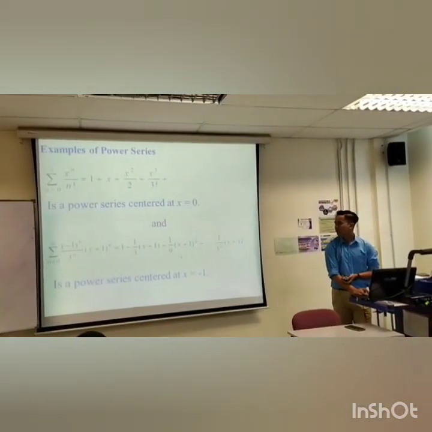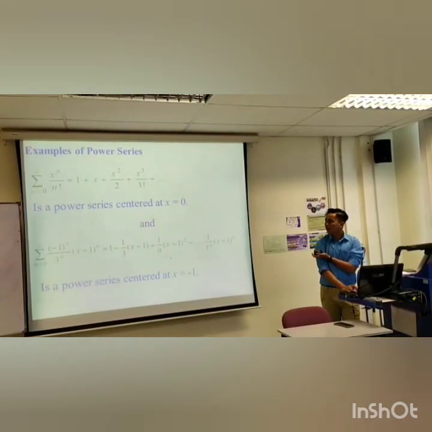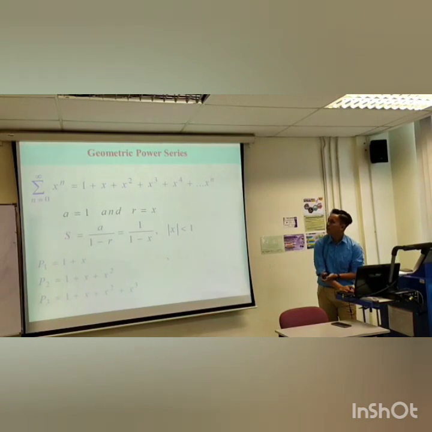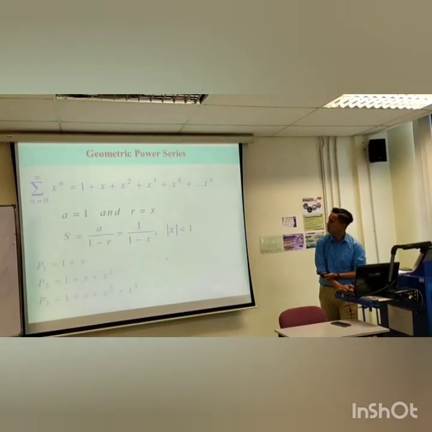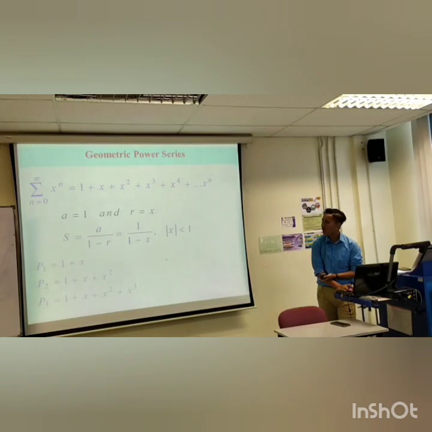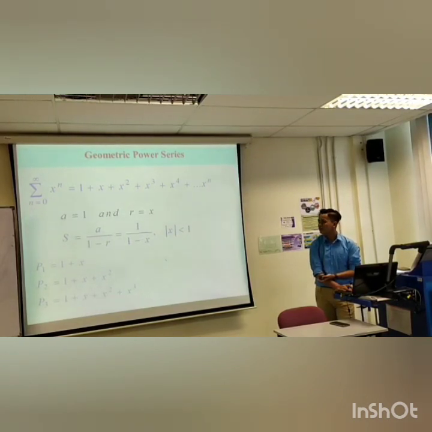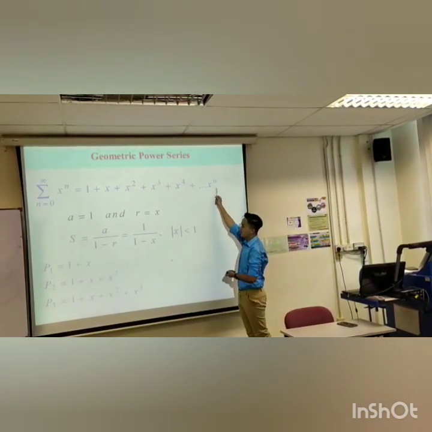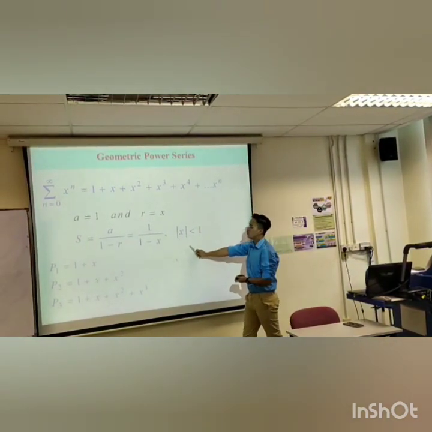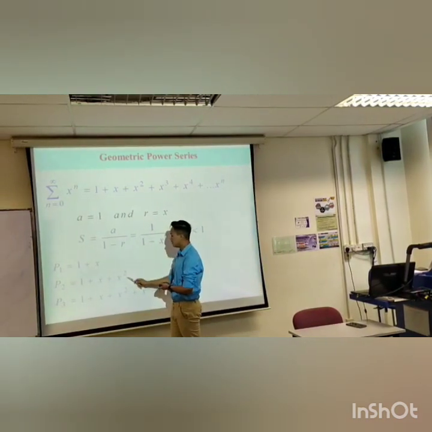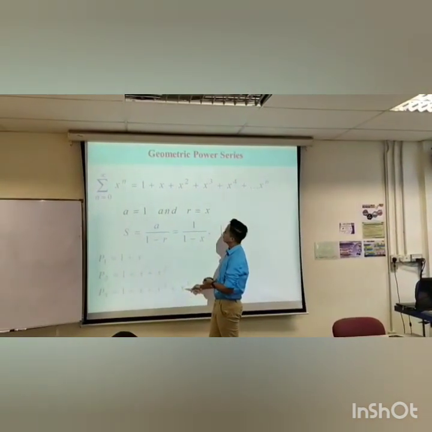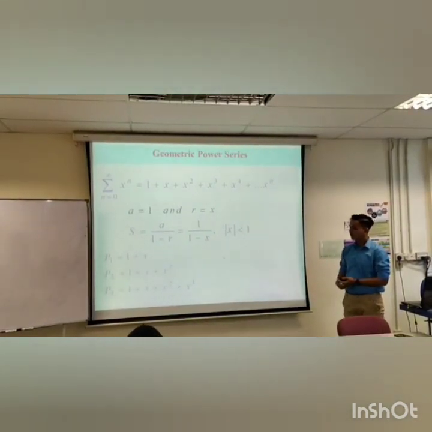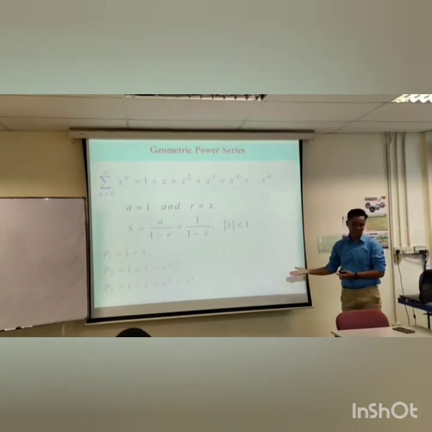So another example, if it's centered at x minus 1, so geometric power series, a is 1 and r is x. So with the general formula like this and this, you generate this, and this via this formula. Do you get it? Yes.